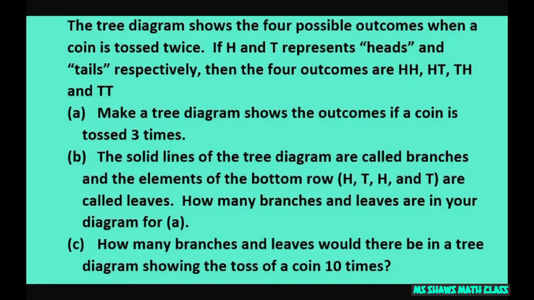Everyone. A tree diagram shows the four possible outcomes when a coin is tossed twice. And we're going to use H for heads and T for tails. And the four outcomes, therefore, would be HH, HT, TH, and TT. We're going to make a tree diagram showing the outcomes if the coin is tossed three times.